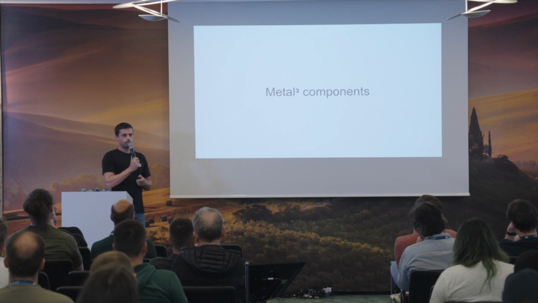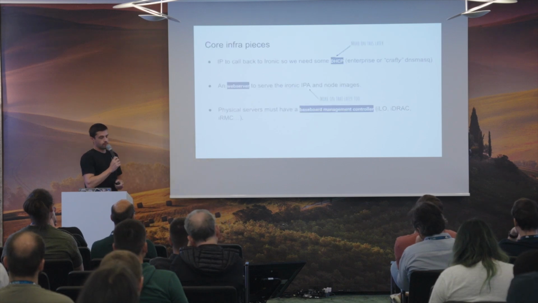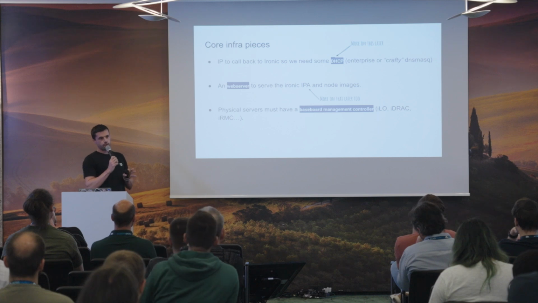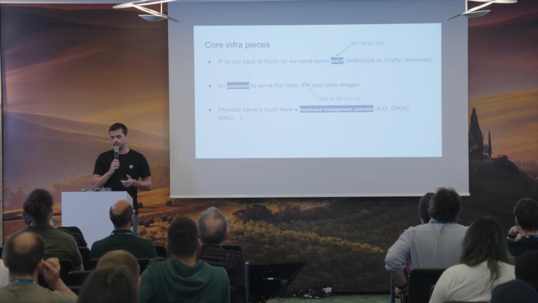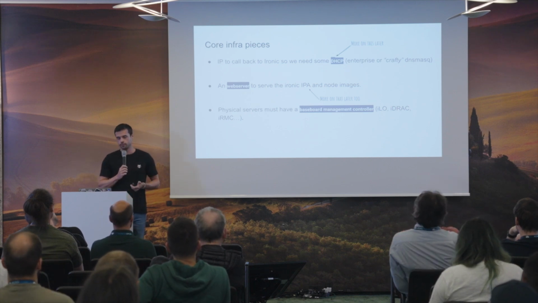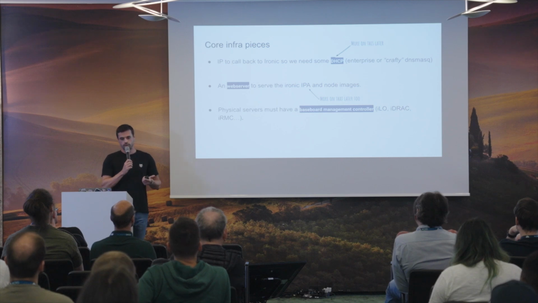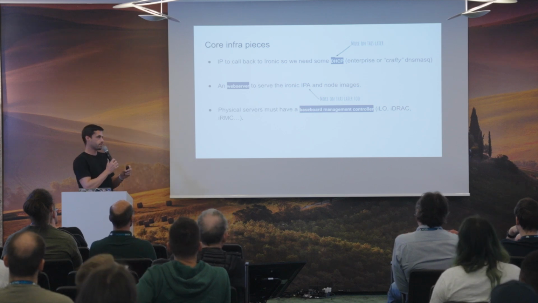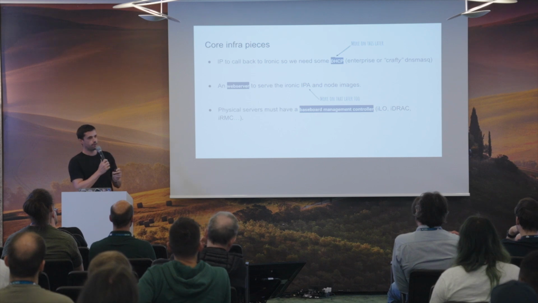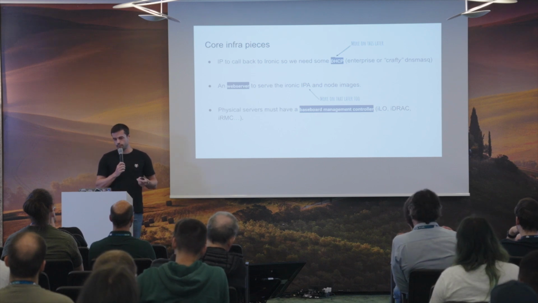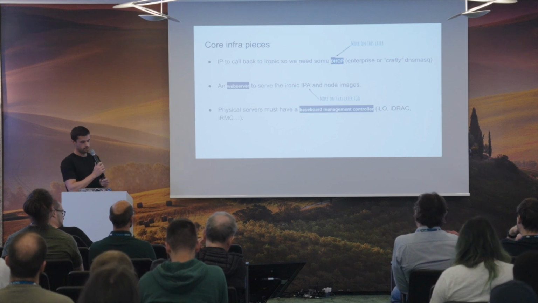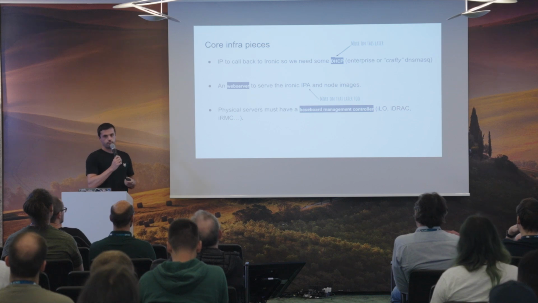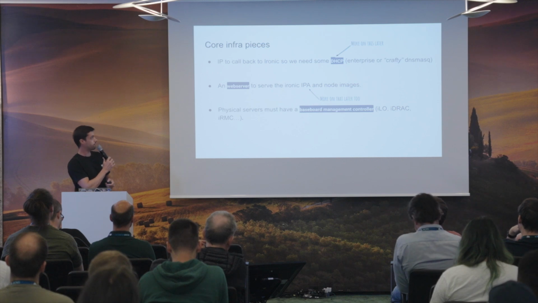So let's take a look at the components and what Metal³ is made of. First off, just a few core infra things, very basic. We need DHCP for our servers to have an IP, to be able to talk back to Ironic, for instance. We need a web server to serve our OS images, because it's not like AWS where you just choose an instance type. Here we have to build the images, serve them on a web server, and then grab them from there to be able to provision our servers. And of course, compatible servers. You can't really use your laptop to provision bare metal Kubernetes clusters.